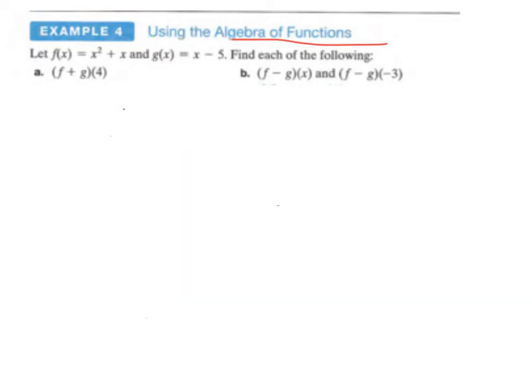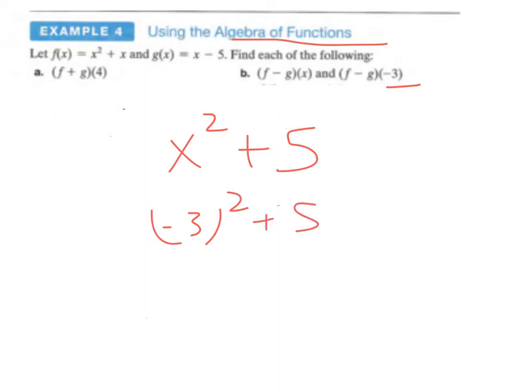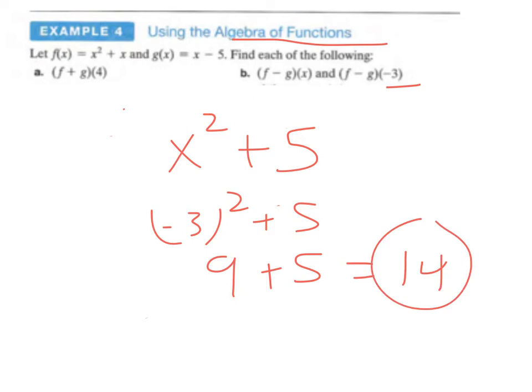Now if I continue, I'm going to use the negative 3. I got my function as x squared plus 5, I can just substitute the negative 3 in where the x is. So this becomes negative 3 squared plus 5, which is 9 plus 5, which equals 14. And so this answer would be 14.